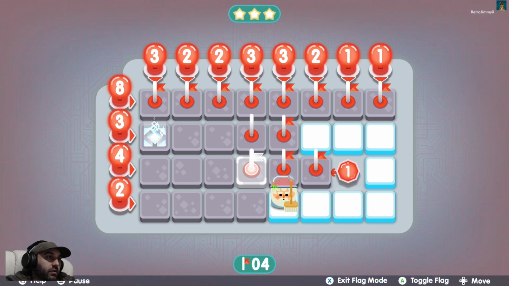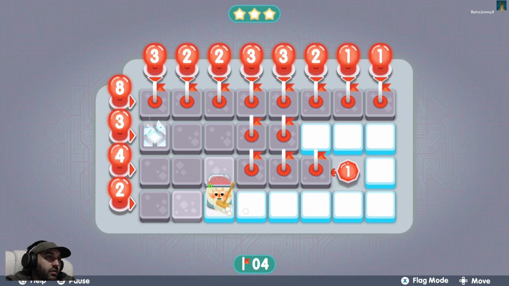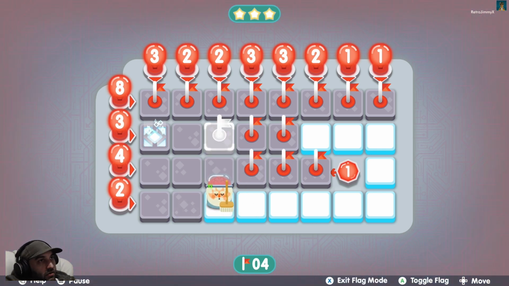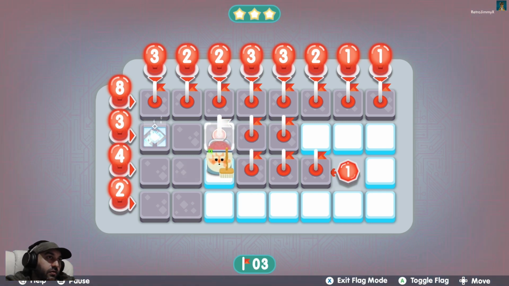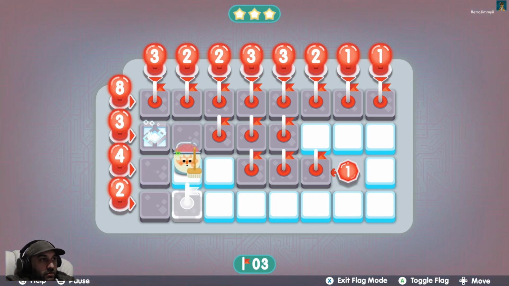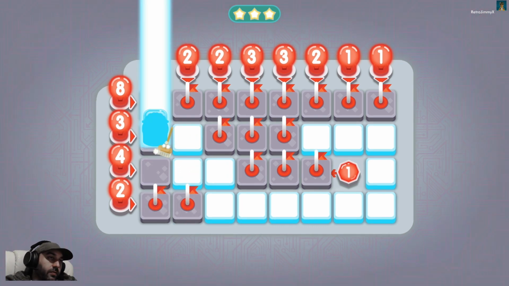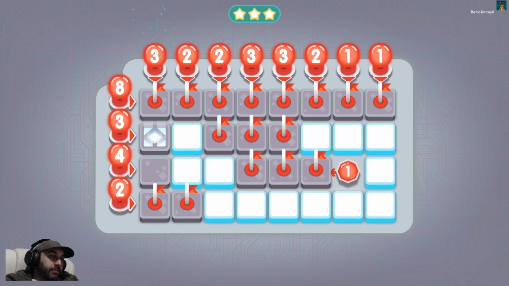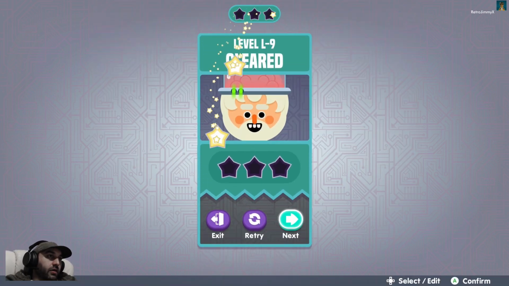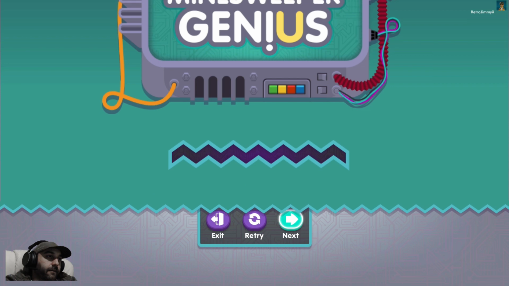Three here, 3 there. 2 here. It's gonna have to be like that. I've got 4 there, 2 there. That's the only route available to me. I've got 2 there. If he fell asleep there, that was L9 done.